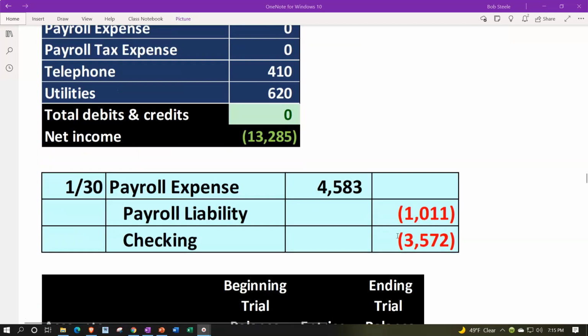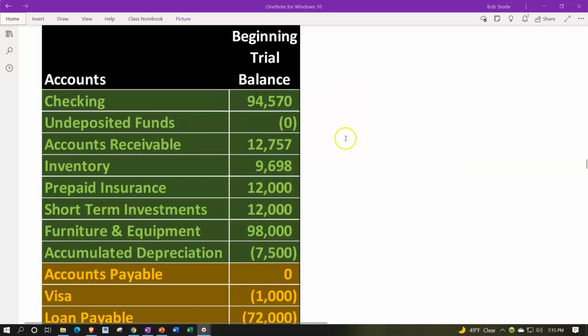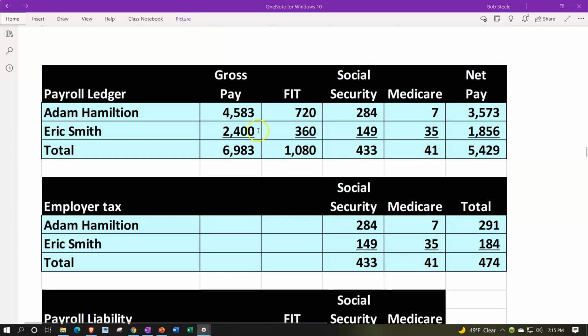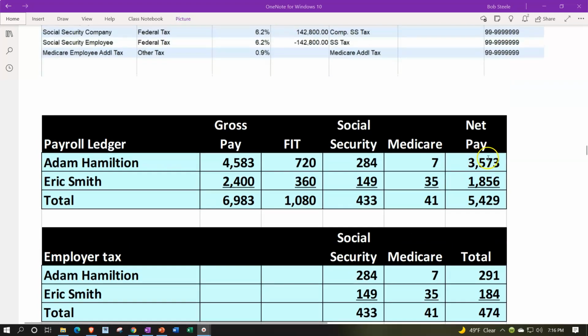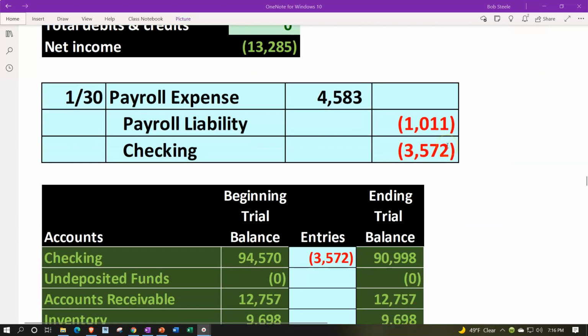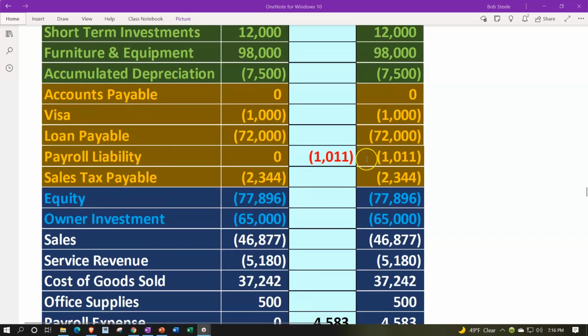If we recorded the transaction related to the payroll checks as one unit, the payroll expense goes up by the $4,583, which you could see right here. This is just Adam. And then the checking account goes down by the net check, $3,572, which is this item. And then the difference is going to be these three, which is going to be the payroll liability. So the checking account goes down, the payroll expense goes up, and the payroll liability goes up.